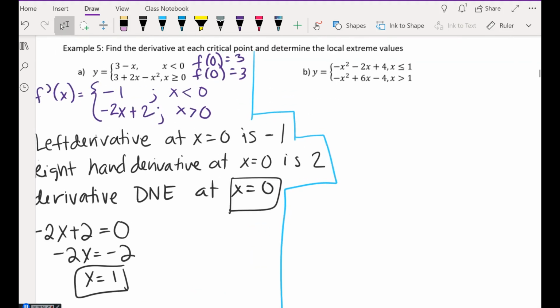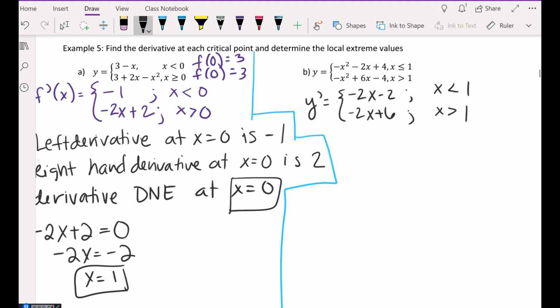Step number 1. Dylan, what did you do first? What is the first piece's derivative? What did you get, Dylan? Good, when x is less than 1. Second piece, what's the derivative? Okay, plus 6, so x is greater than 1. Does the derivative exist at 1, y'all? No.